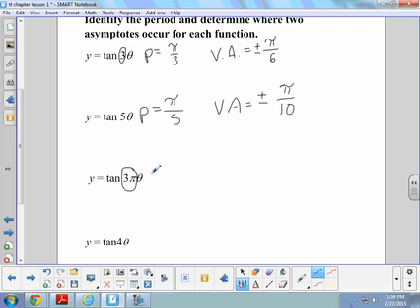Don't think of pi as a variable. Think of pi as a constant. It's a number. So my period is going to be pi over 3 pi, which is 1/3. My vertical asymptote is going to be pi over 6 pi. Don't forget my plus or minus, which is going to be plus or minus 1 over 6.